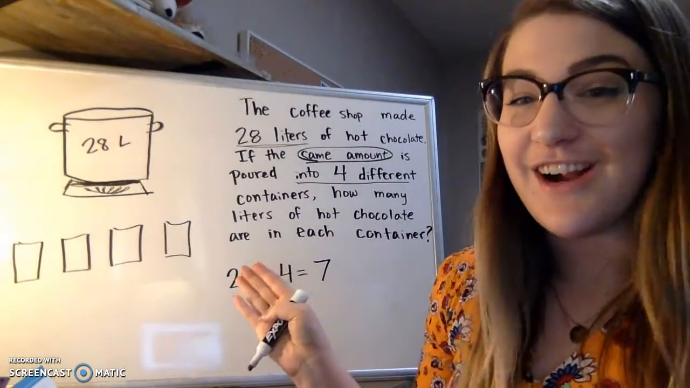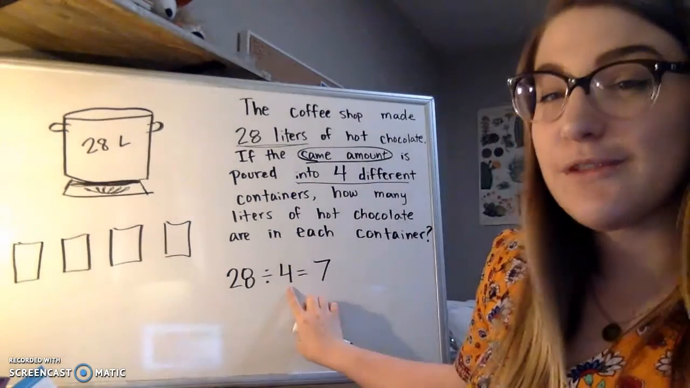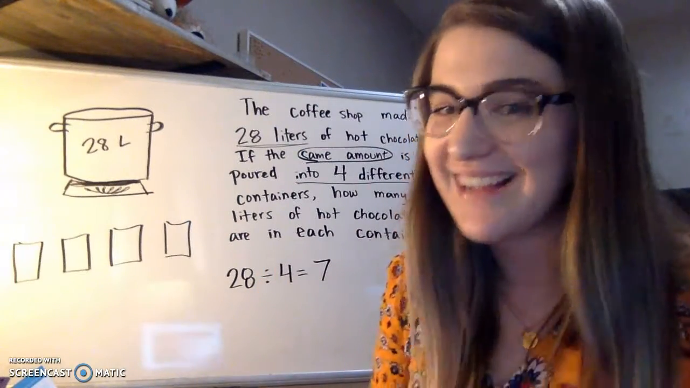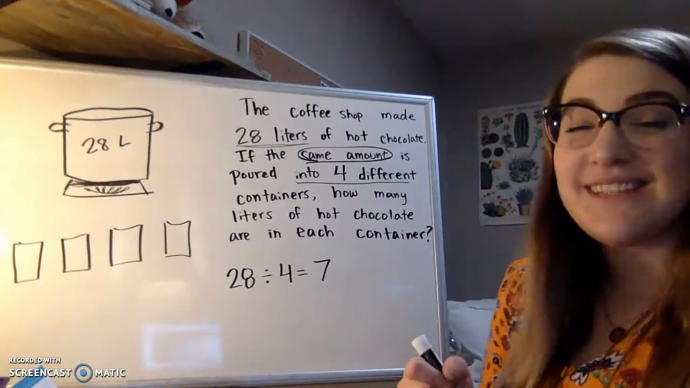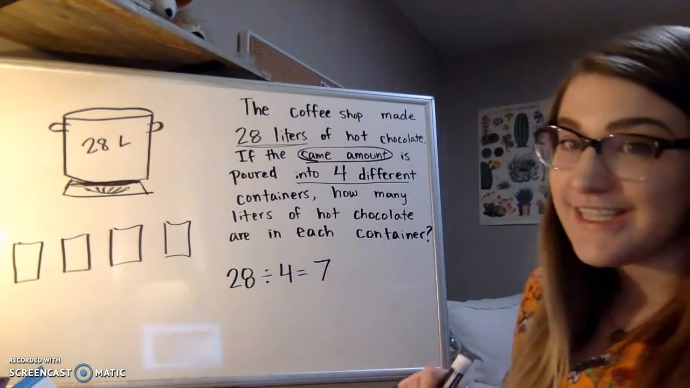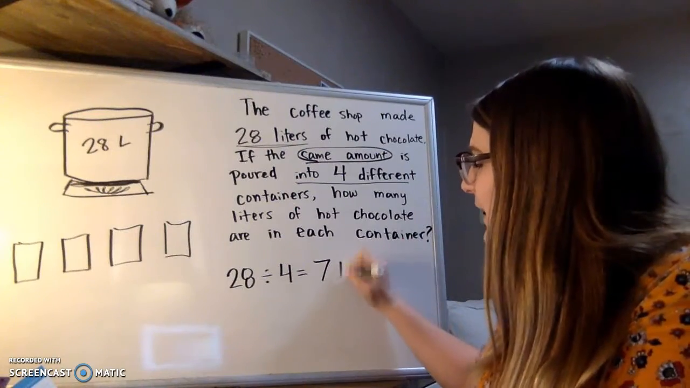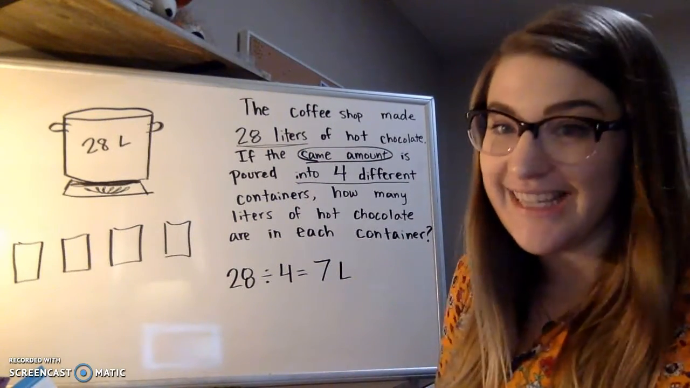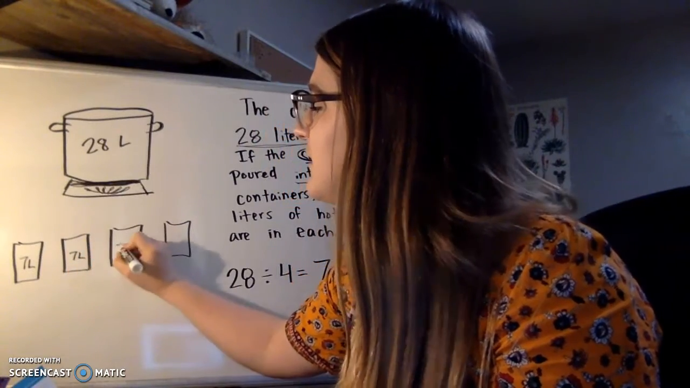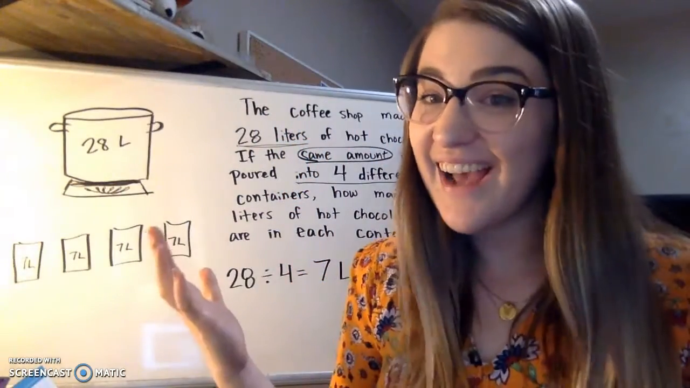And we can also double check our answer to make sure I know that 7 times 4 is also 28. So that our answer is correct. So what does that 7 represent? How many liters are in each container? So we got to make sure that our units are on there as well. I'm going to put a big L for liters. I can even label my drawing with 7 liters in each container. And there you have it.